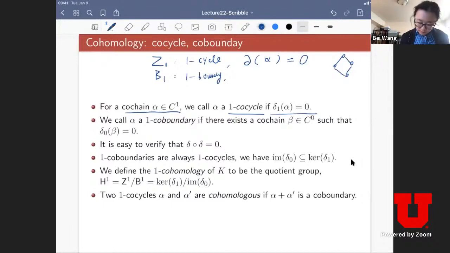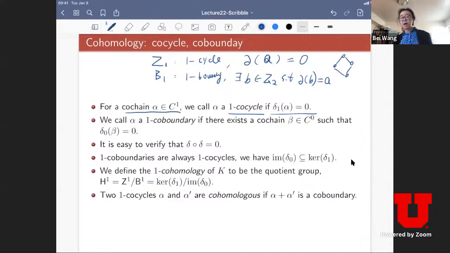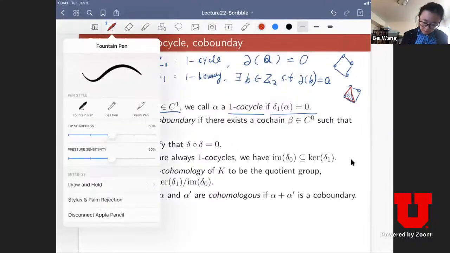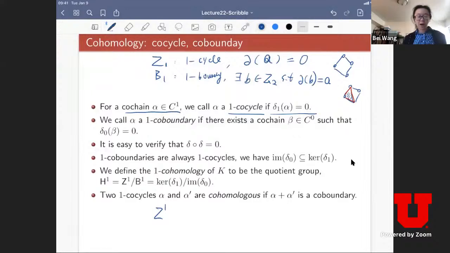There exists something, let me use this A instead. There exists B that is part of Z2 such that the boundary of B is equal to A, right? Such that it's a boundary of some 2-dimensional chain. So for example, if I write a simplicial complex like this, those three red edges are part of a 1-boundary because they bound a triangle.